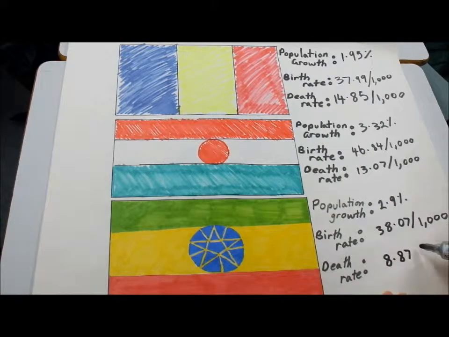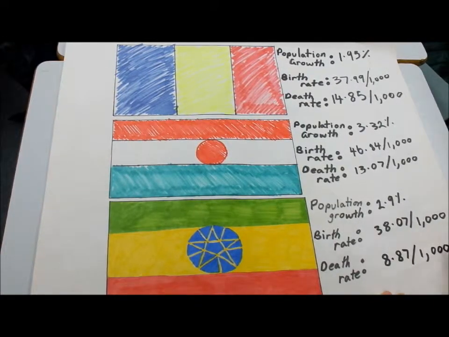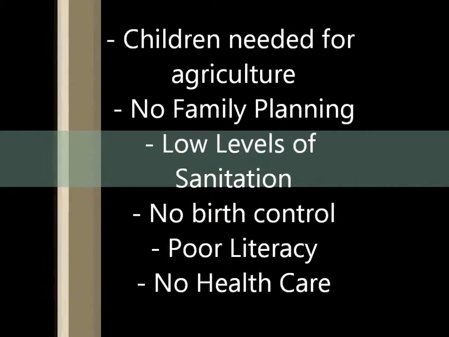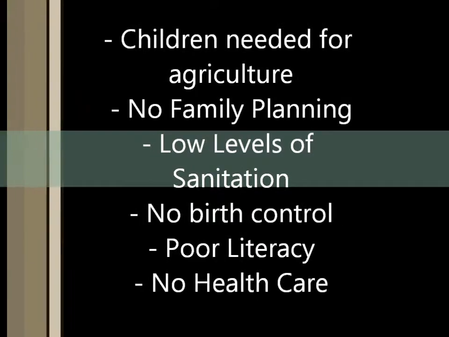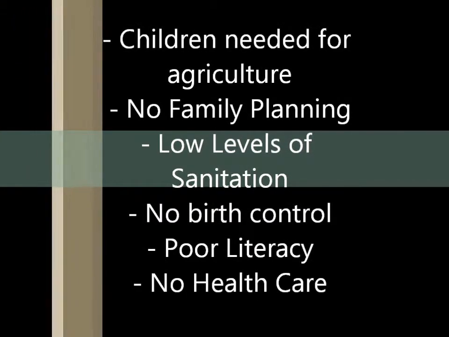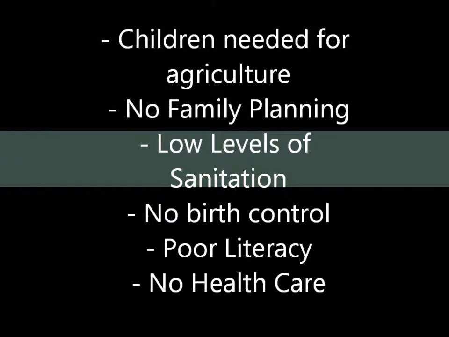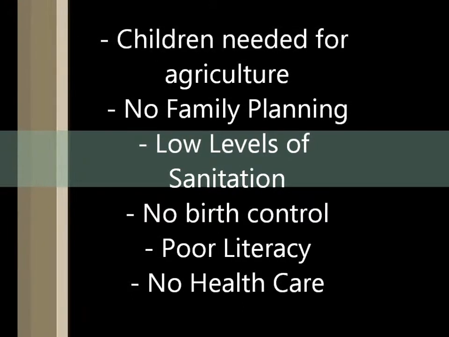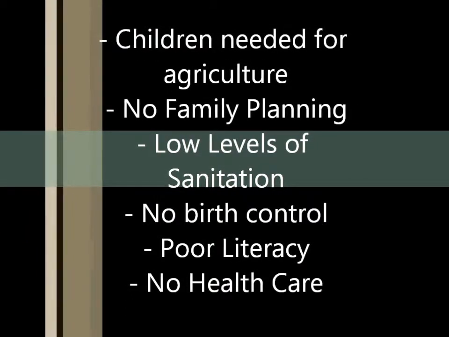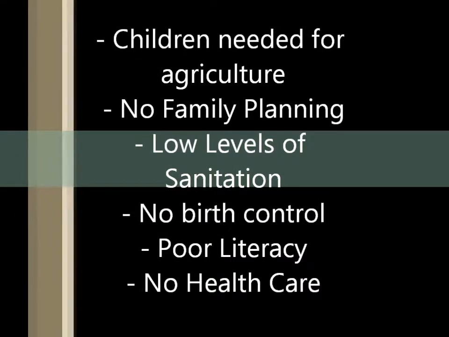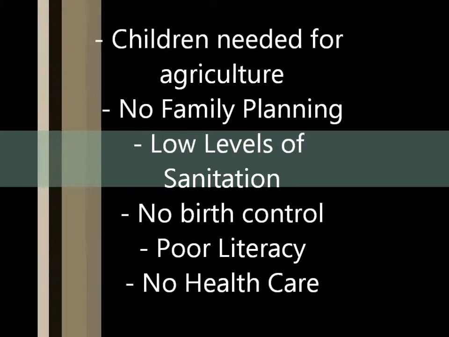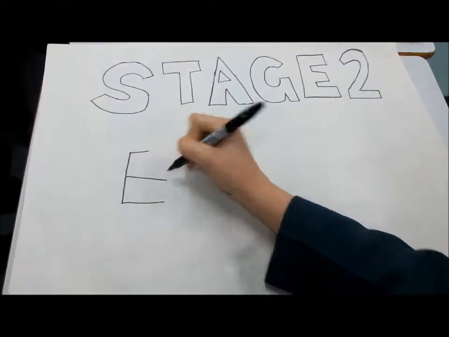Reasons for these countries remaining in Stage 1 include children being needed for agriculture, no family planning, low levels of sanitation leading to disease, starvation and famine, lack of contraception for birth control, poor literacy rates leading to women and men being uneducated, and a high infant mortality rate leading to families having more children to replace the ones that have died. There is next to no health care in these areas, so the death rate is high and life expectancy is very low.